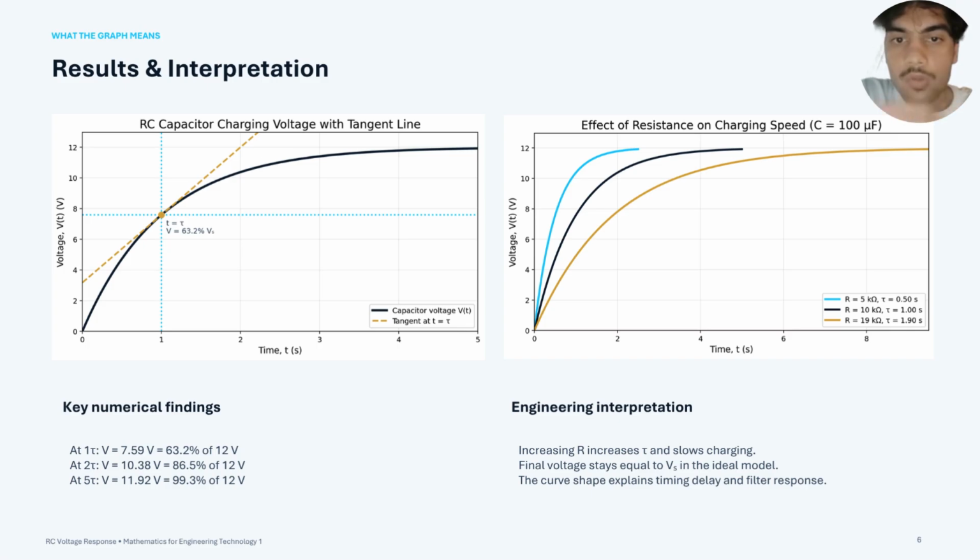We also observe in this slide that increasing the resistance or capacitance increases the time constant and slows the charging process, while the final voltage remains equal to the supply voltage. And that's it from my side. Now my other group member will explain the last part, the conclusion, of this project for the mathematics.